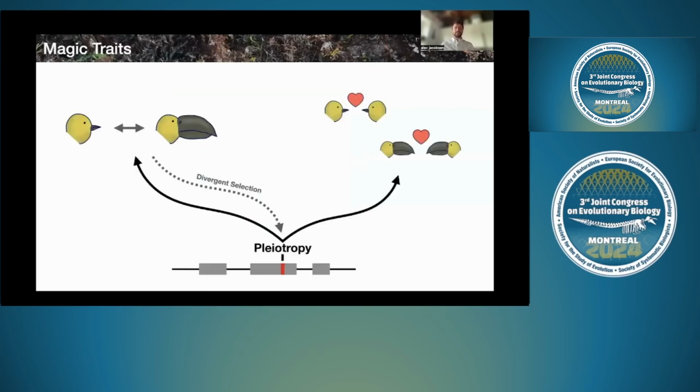So a magic trait is a trait that plays a role in both the ecology and the mating of an organism. More specifically, it is an allele or set of alleles under ecological divergent selection, which through pleiotropy result in one or more barriers to reproduction.